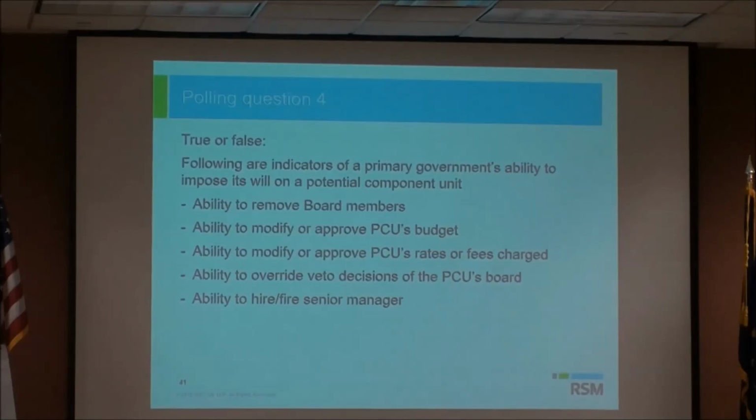True or false? Following are indicators of a primary government's ability to impose its will on a potential component unit. Ability to remove board members, ability to modify or approve the budget, ability to modify or approve their rates or fees charges, override or veto decisions of the board, hire or fire people. So anybody that thinks that's false? You're right, it's true.